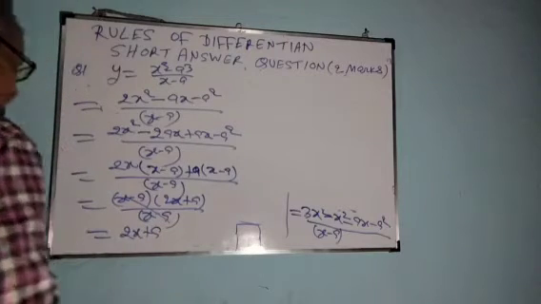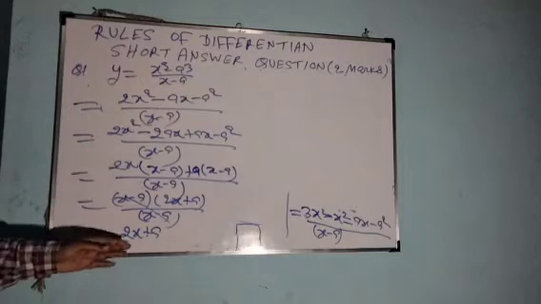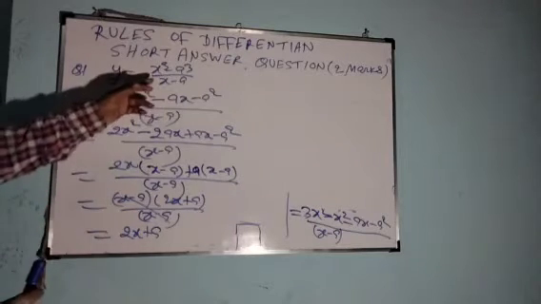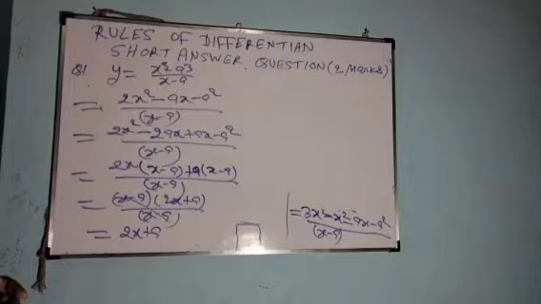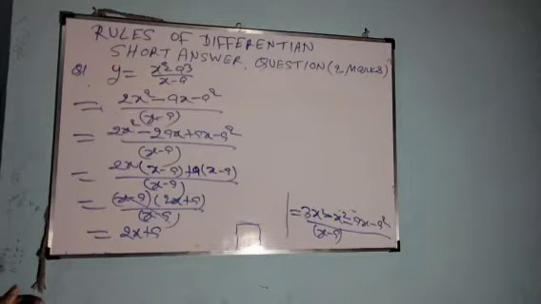This is the required DC of the function.